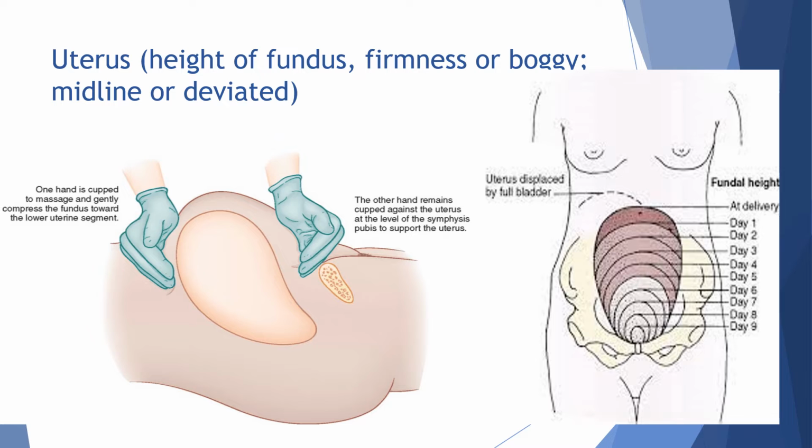This picture on the side here for fundal height shows the progression after she delivers. When she delivers, the fundus should be at the umbilicus or one finger breadth above. Day one, it would be below the umbilicus by 1 centimeter. By day two, it will be below the umbilicus 2 finger breadths. All the way down to day 10, you will no longer feel the uterus.